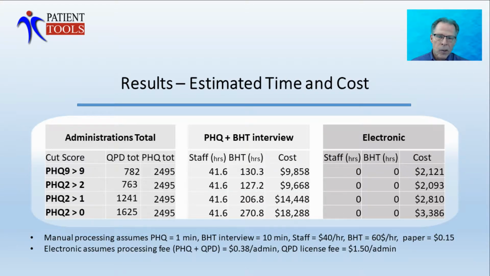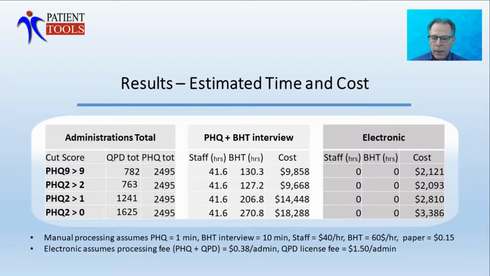So let's put some numbers to that in terms of what your costs are. What kind of labor did you end up creating out of the whole process? So I went in here and took the basic cut scores and the numbers that came out. Assume that you always have to give that QPD, because whether the PHQ is a 2 or a 9, you're always going to have to give that. So you got 2,495 of those every single time.